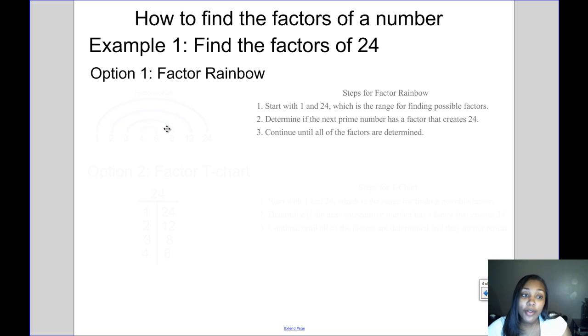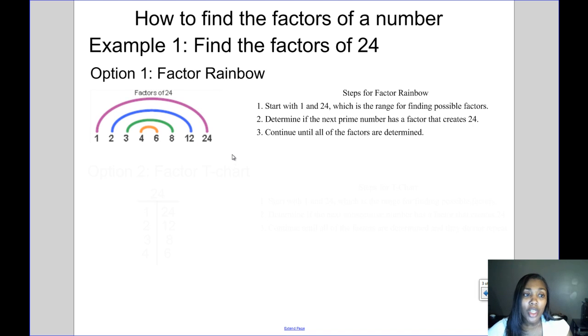And so the steps for a factor rainbow, and here's an example of a factor rainbow, is you want to start with 1 and 24 because you know 1 times any number gives you that number. So one pair of factors, two numbers that multiply together to give you 24, would be 1 and 24. And 24 would be our biggest factor. So the biggest factor of any number is always the number itself, and the smallest factor of any number is always 1. So that's how you'll always start your rainbow.